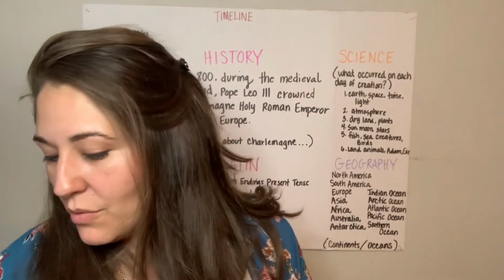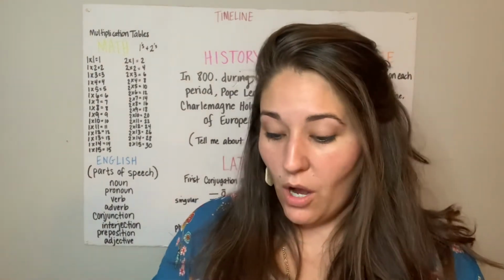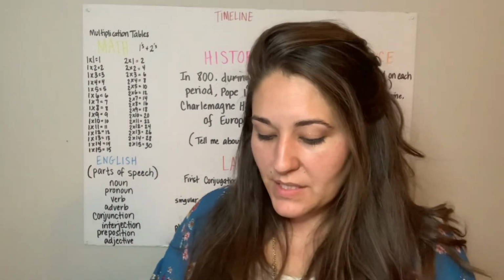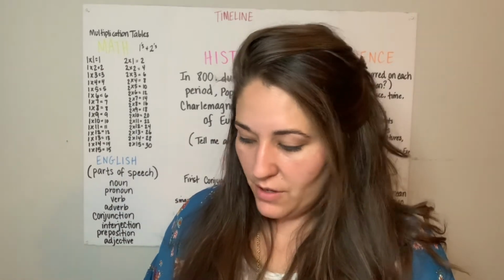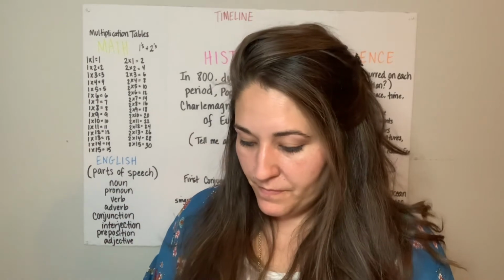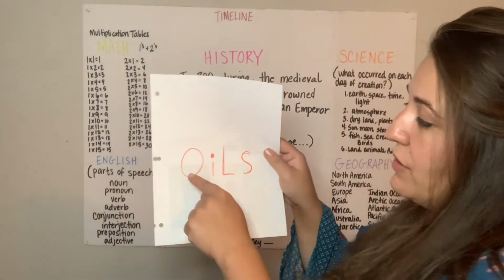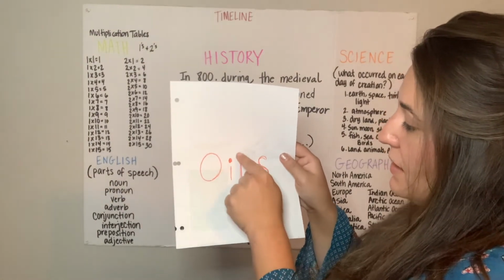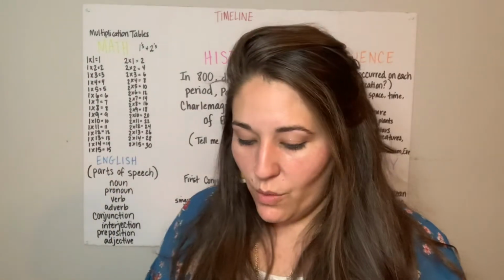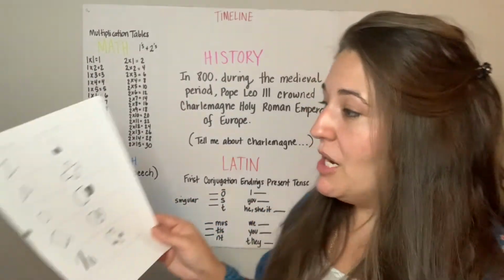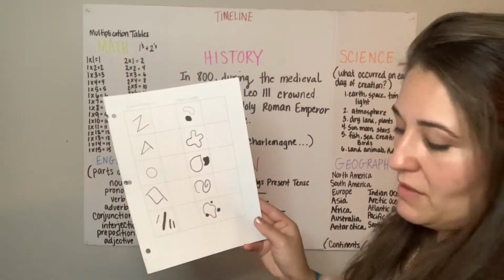And in art, we did some more of our art using OILS. OILS is using different kinds of things to draw. We use circles, lines with dots, angled lines, and curved lines, and that makes the word OILS. And then we talked about geometric shapes and organic shapes, and then we traced them here in the boxes.